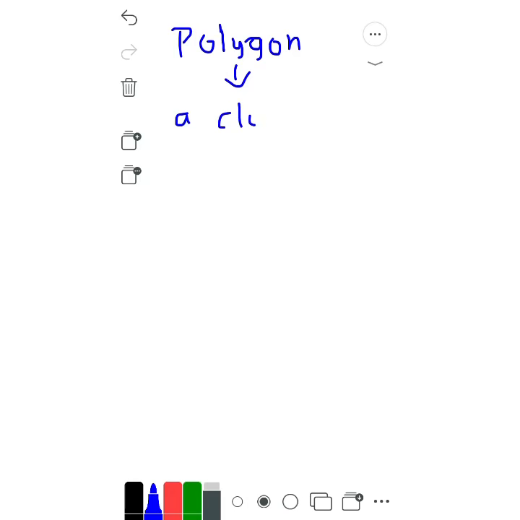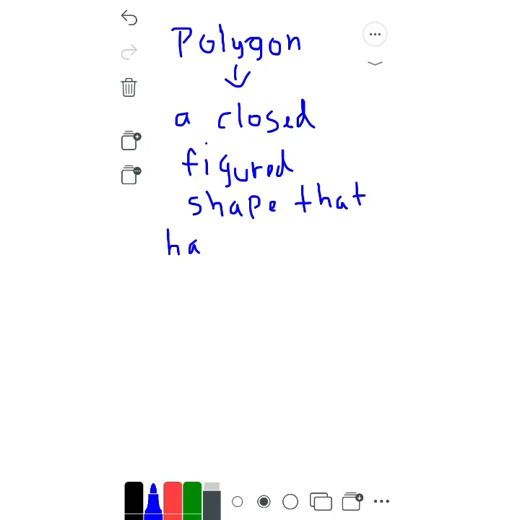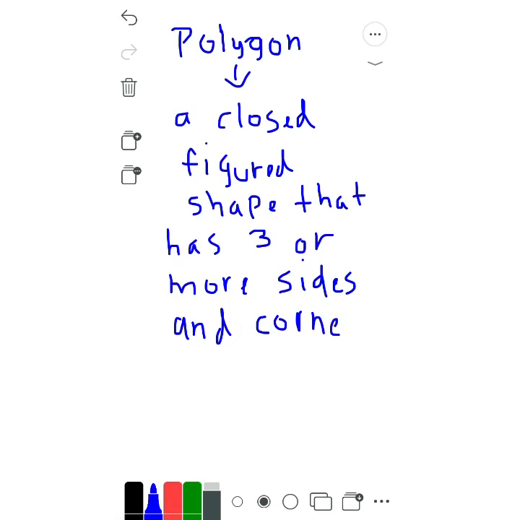So a polygon is a closed figure. It's a closed figure shape that has 3 or more sides. So any type of shape that is closed and complete and has 3 or more sides, you can classify as a polygon, as shown in the definition.